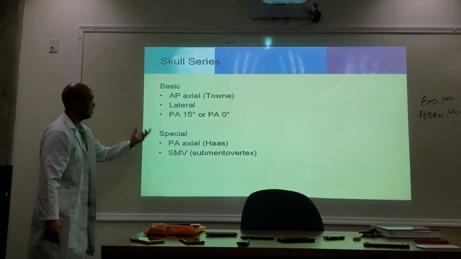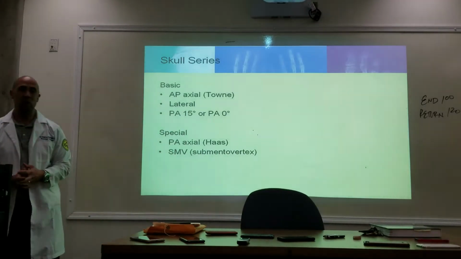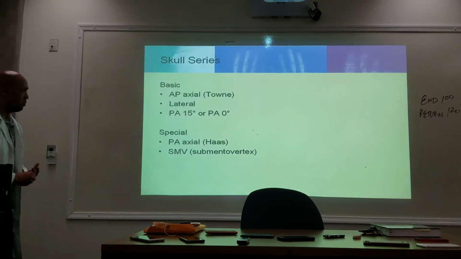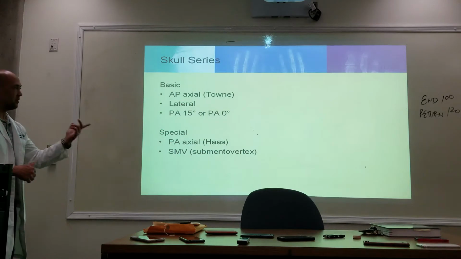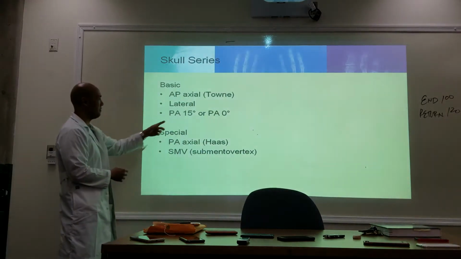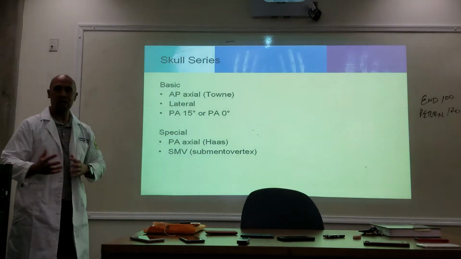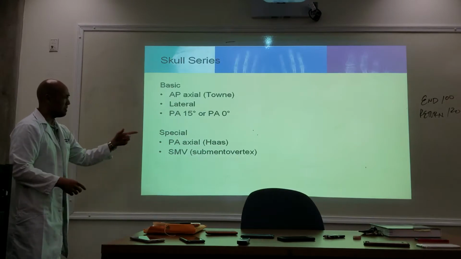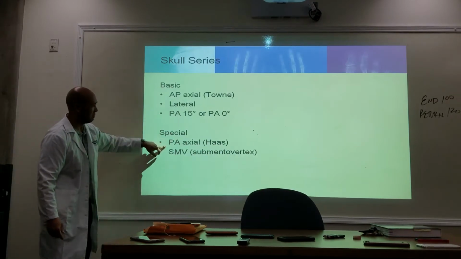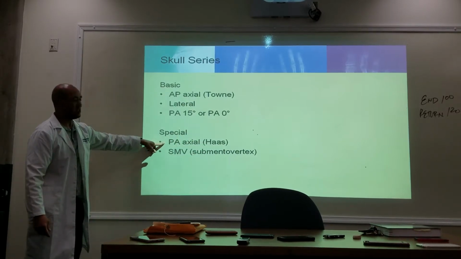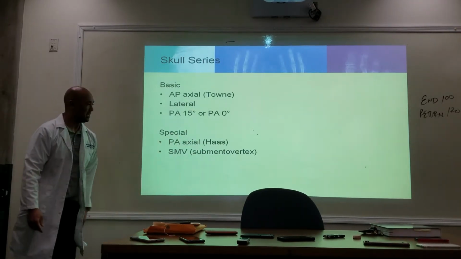And so the basic ones are your AP axial, also known as a Towne. The second one is a lateral, and the third one here is a PA. We call it a PA Caldwell if it's 15 degrees, and then we have a straight PA at 0 degrees. But if it's 15 degrees, depending on whether we're doing an AP or PA, it's called the Caldwell. And then we have the PA axial, which is the reverse of the Towne. And see, they get to have their names on it. I'm so jealous. So we have a PA axial Haas, and then we have an SMV, or submentovertex.